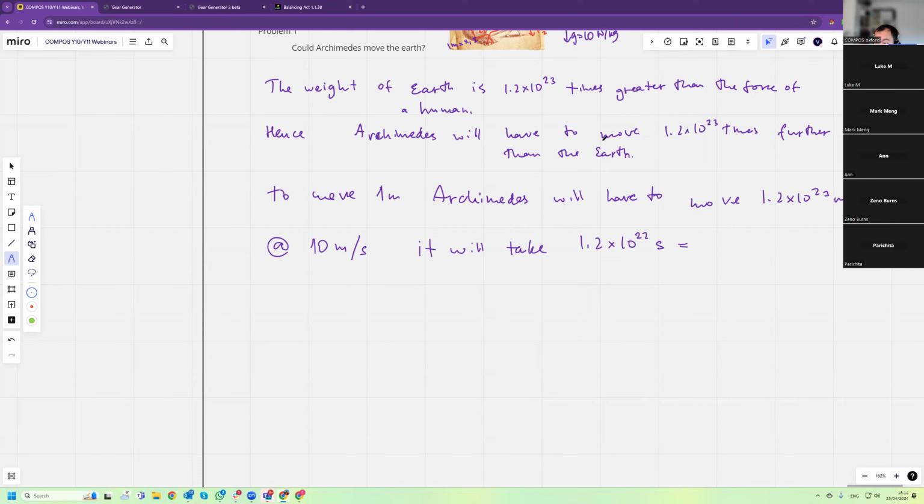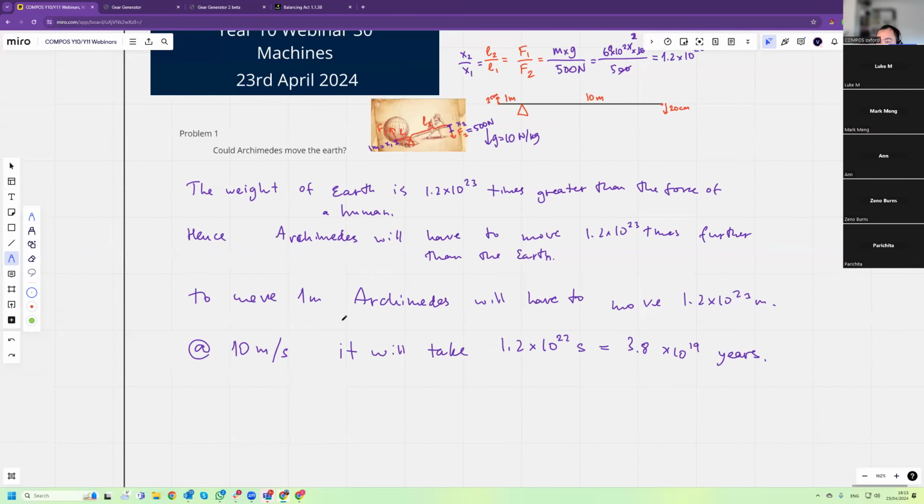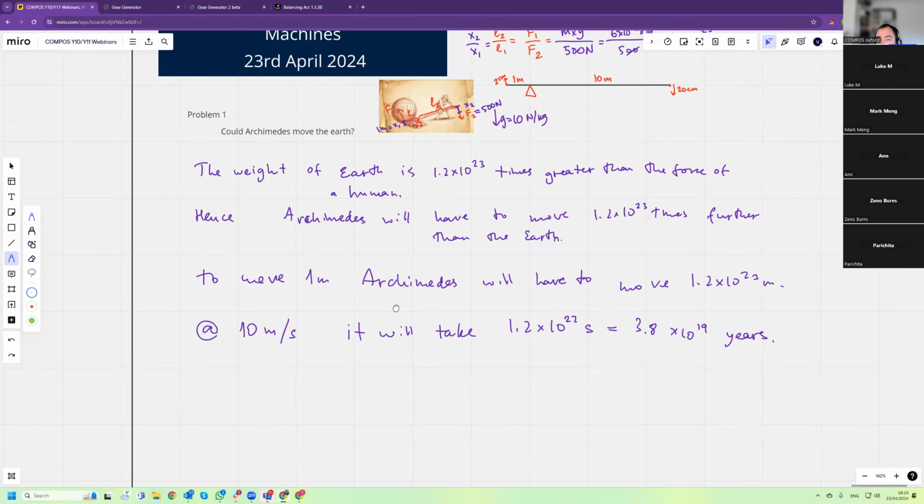It will take him about 3.8 times 10 to the 19 years, which is slightly more than a lifetime. That's more than the age of the universe. It's 10 billion times the age of the universe. So the answer is no, you wouldn't be able to move the Earth any visible amount, even if all his life he was pushing.